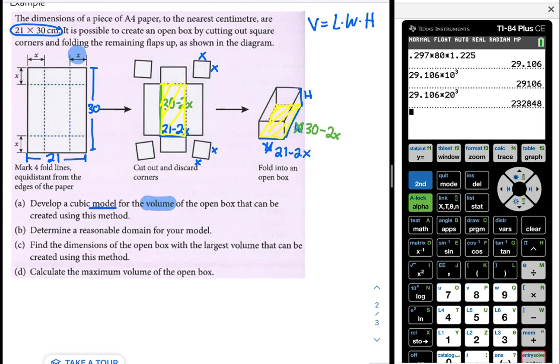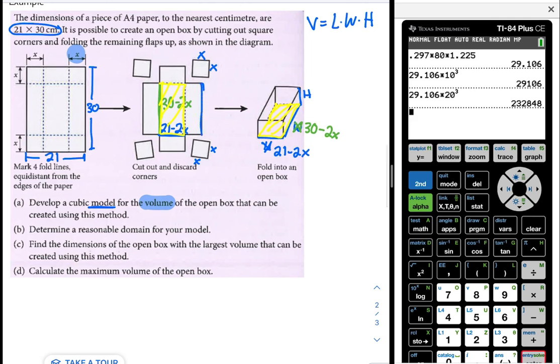And now we just need to represent the height. What is the height of this prism? Well, the height is folding these flaps upwards. And what's the measurement of these flaps? Well, one side is going to be our 30 minus 2x. But all of them have the same width. All of them have x removed. So that means that the height of my prism is going to be x.